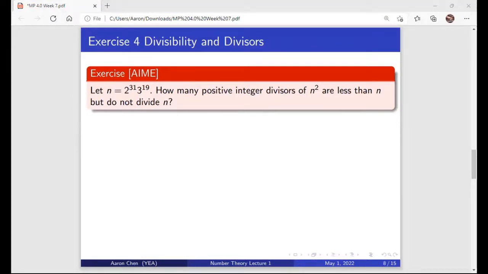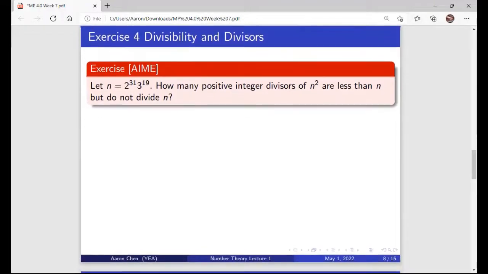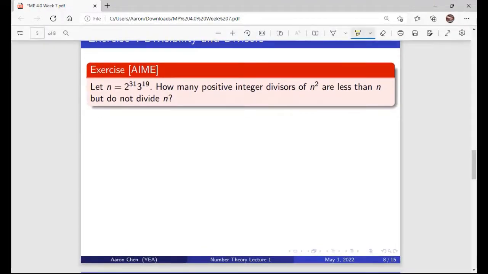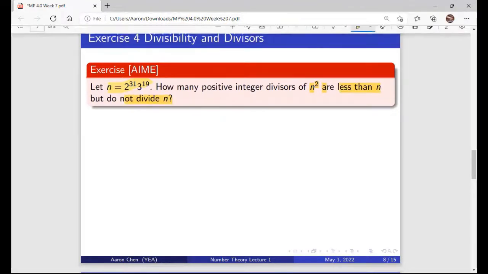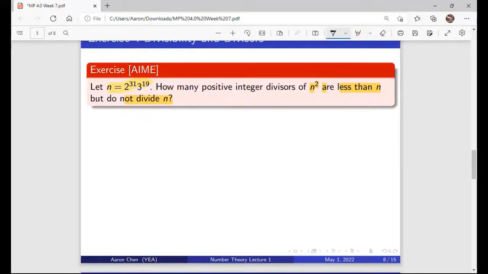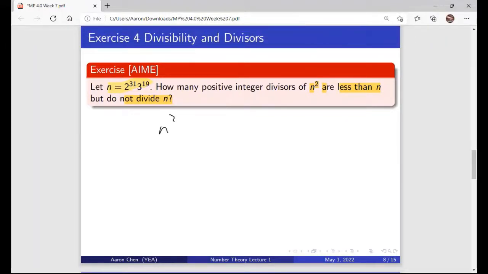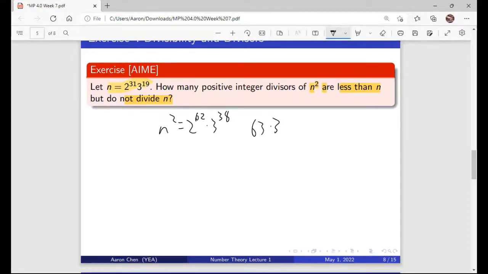Okay, so I'll start going over this problem now. So let n equal 2^31 times 3^19. I want to find the number of integer divisors of n squared less than n that do not divide n. So first of all, n squared is equal to 2^62 times 3^38. And so that means that it must have 63 times 39 factors.